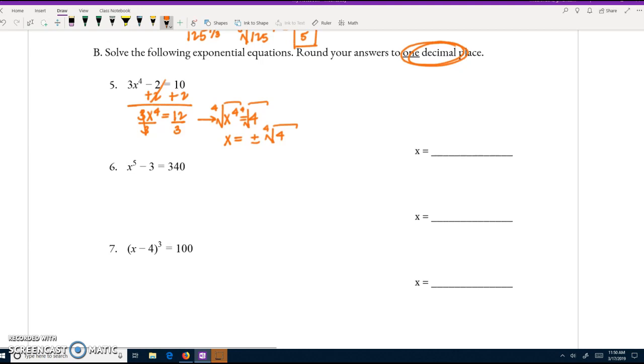So remember, you want to make sure that you are comfortable evaluating any numbered root in your calculator. And so if we go to get this estimate to 1 decimal place, that's going to be plus or minus 1.4.